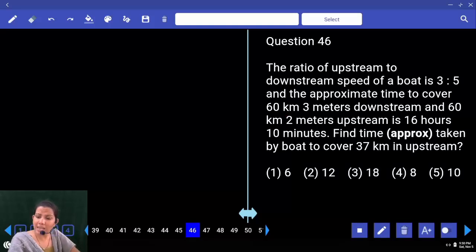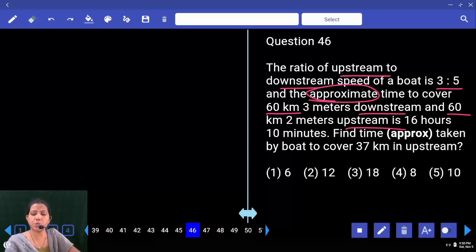Your question clearly says approximate information. Approximate. What is upstream and downstream speeds ratio? 3:5. 60 kilometer downstream and 60 kilometer upstream in how many hours? 16 hours 10 minutes. We consider it is only 16 hours.